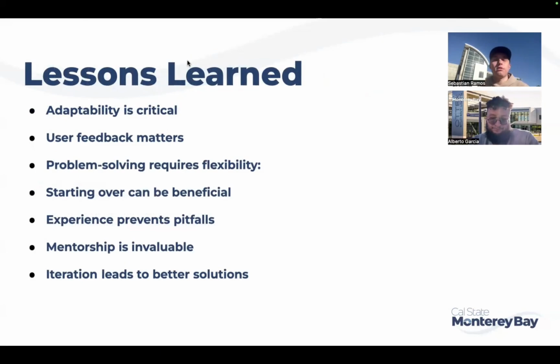Some lessons I learned: adaptability is critical. Had we not been able to adapt as we were learning about Jira and the Forge React frameworks, we probably wouldn't have been able to complete the project. Thankfully, we were able to do that. We were able to make sure everything was handled.